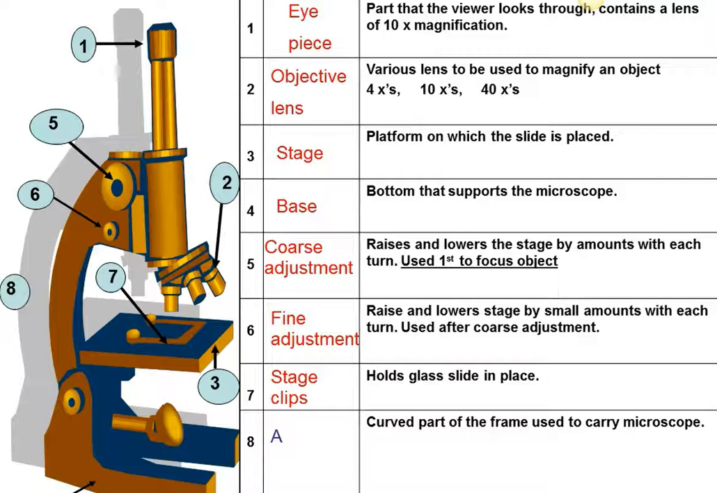And the last part of the microscope is the thing that you hold it by along with the base, and that is the arm. It's the curved part of the microscope, and that's what you carry it by. You don't carry it by anything else. You carry it by that and the base.